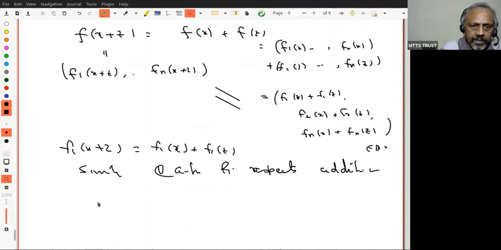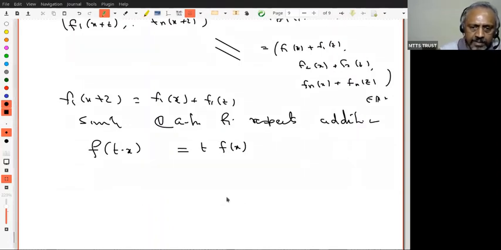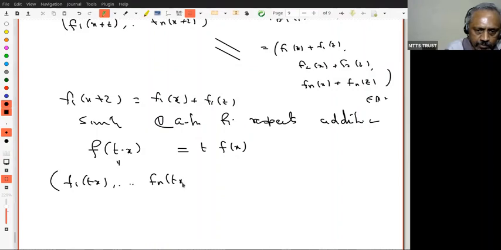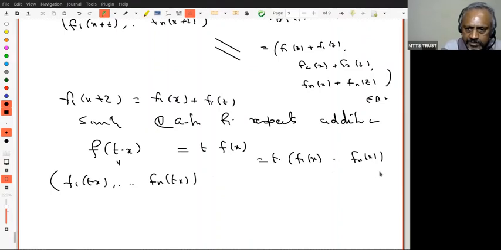Okay? And similarly, scalar multiplication. Why? F of t times x. Okay? This is t times f of x because f is linear. Right? But what is this? This is f1 of tx dot dot fn of tx. That's a component form of the f. But what is this? This is t times f1 of x, dot dot, t times fn of x.